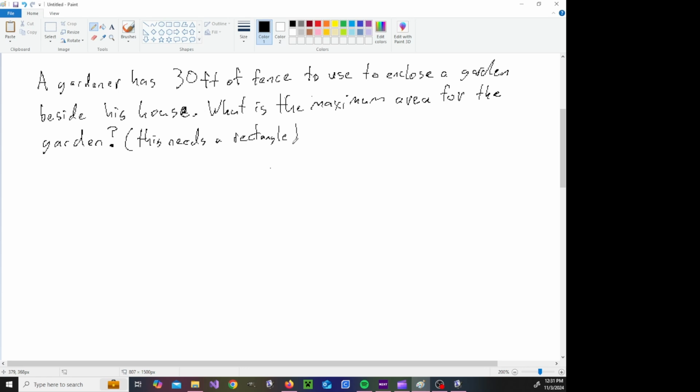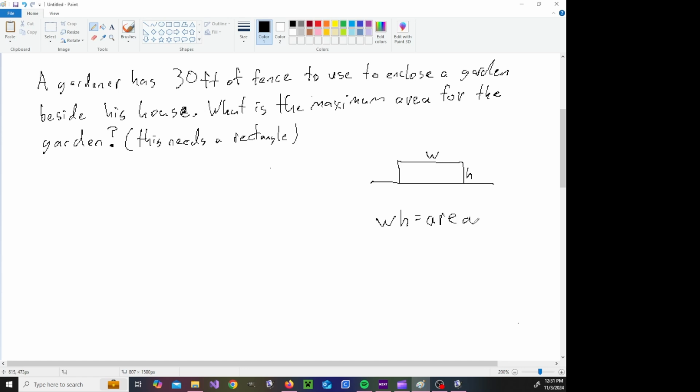So step zero would say that I want to draw the situation. So this is the house. Then I need to make a garden using my fence. I want to maximize the area, so how do I find the area? I need to know the length and the width of this. So if I call this W, then maybe this is the width, or even the height if I just want to call it that. If my rectangle's looking like this, then the height, I guess. So I want to maximize W times H.